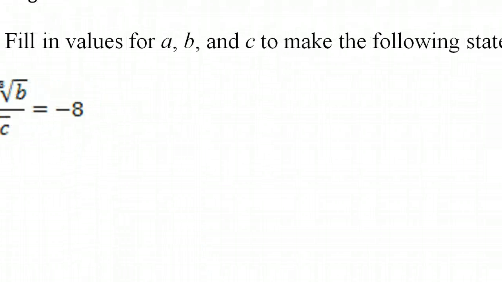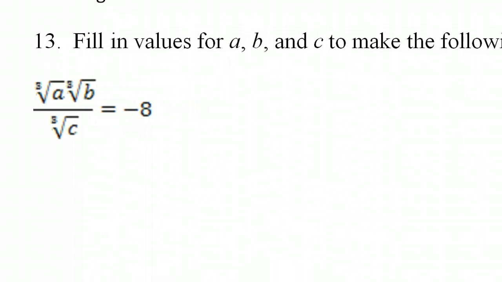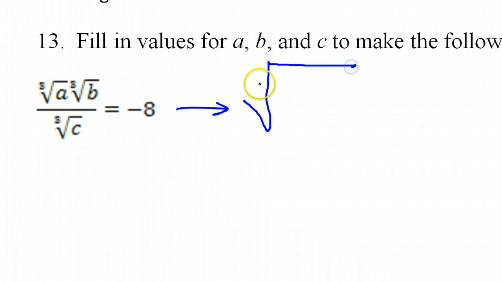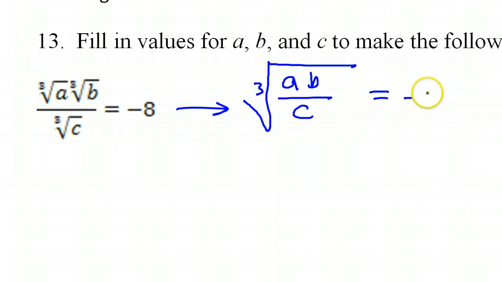Alright, number 13. Fill in values for A, B, and C to make the following statement true. There are many possible solutions for this. I'm just going to show one of them. First of all, when everything is the same root like this, you really could look at it as one big cube root. So this problem is the same as the cube root of AB over C is equal to -8. See how they're all cube roots? That'd be the same thing as having just the cube root of the whole fraction.